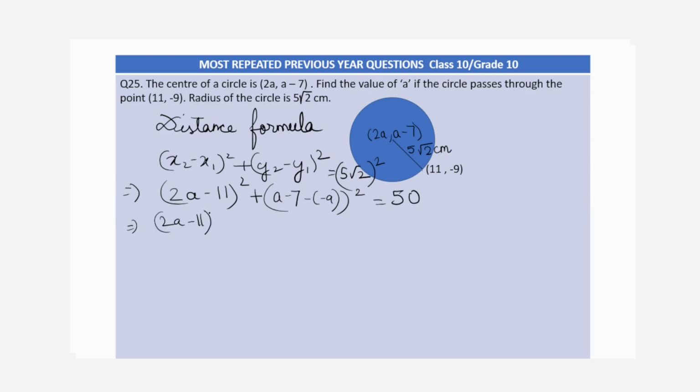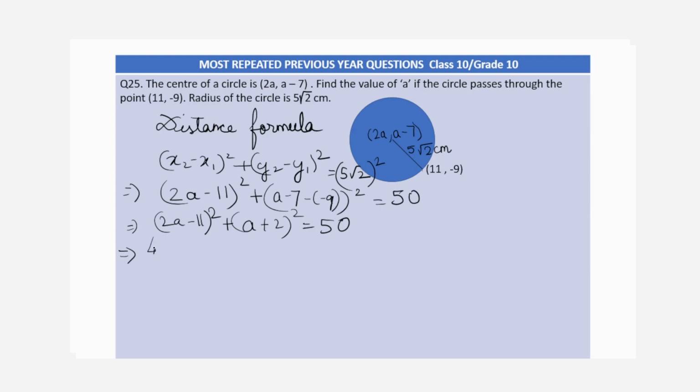2a minus 11 whole square plus, this is 9, so it will become plus 9 minus 7. It will be plus 2. (a plus 2) whole square equal to 50. Now just open the brackets and we will get a quadratic equation upon simplification.